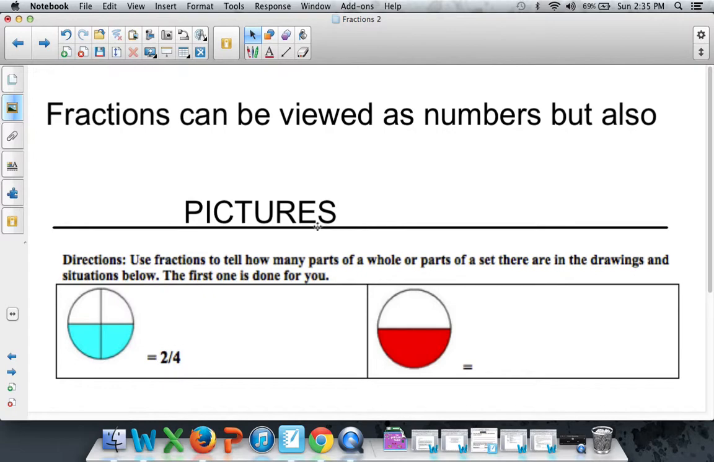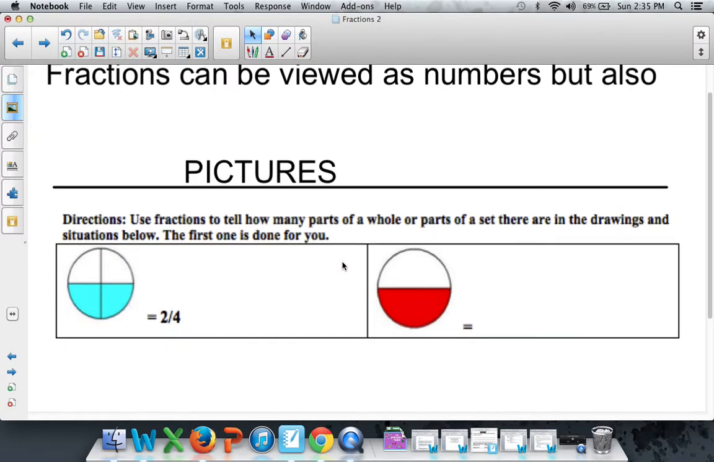That helps us see what the fraction is really saying when you think of it in terms of pictures. Let's look at these work examples down below. It's asking you to tell what the fraction is by writing the fraction next to the picture. Look at the parts of the picture. Look at the pieces in the entire whole. 1, 2, 3, 4. That's where that denominator of 4 came from.